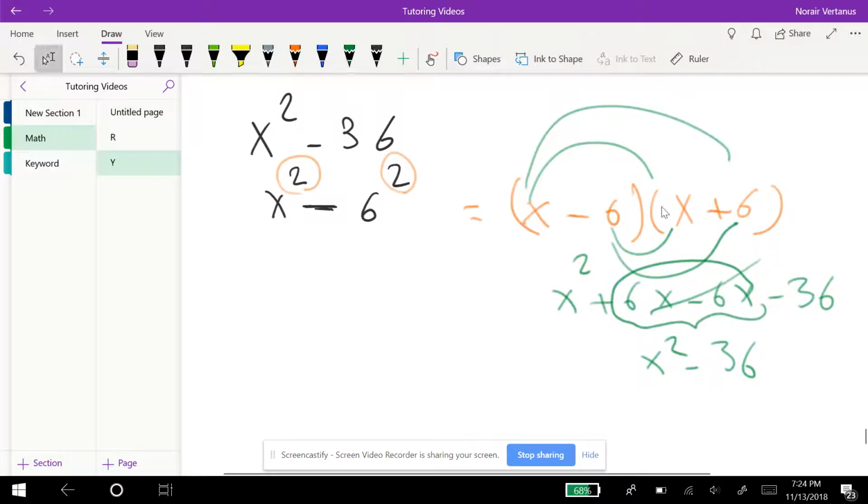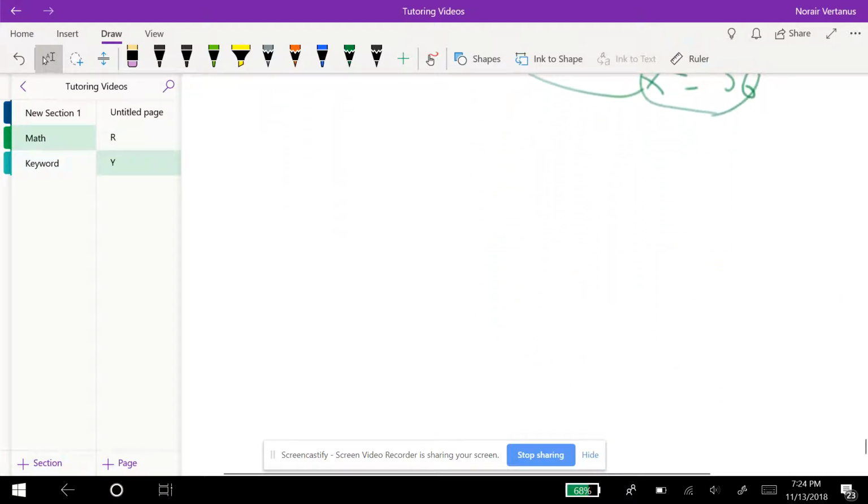So now we go opposite. That was foiling. So when you have this, you can write that. Okay, that's what we did. So that was the easier one. Now a little bit harder than this.